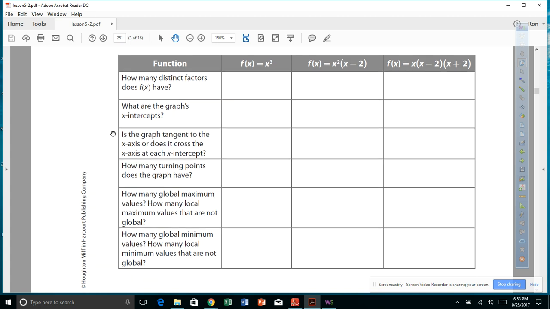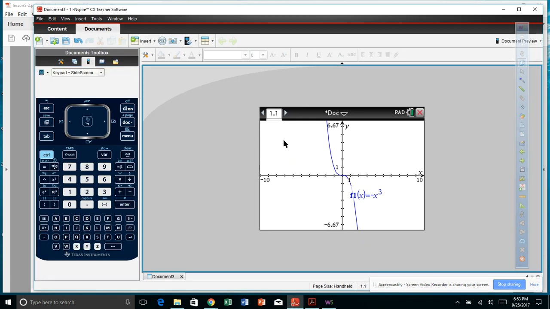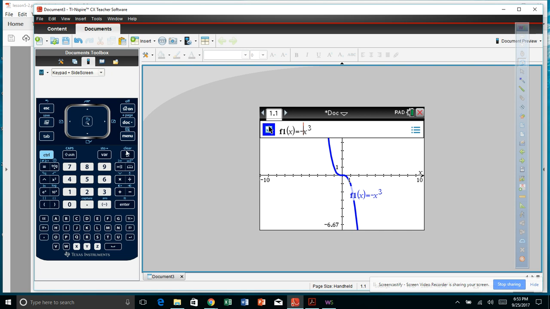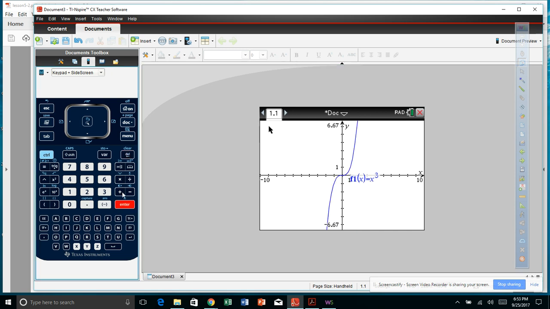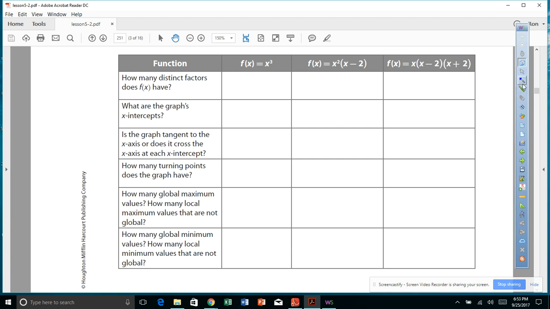All right, so first let's do x cubed. We're just going to do x cubed, not negative x cubed. So there we go, and that's what it looks like. Now let's go and answer the questions.